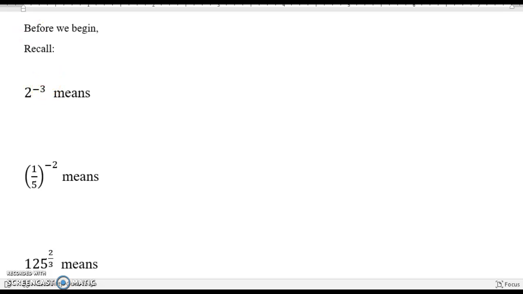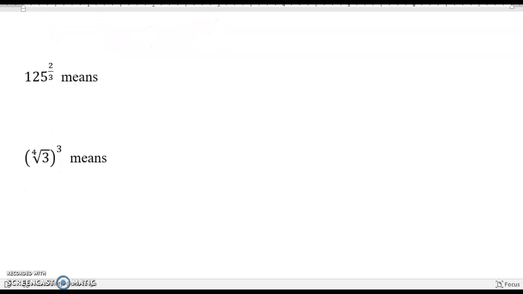For instance, a negative exponent. A negative exponent means the reciprocal of the base. The base is 2. The reciprocal of 2 is 1/2. We've taken care of the negative, so now it's 1 over 2 cubed. 2 cubed is 2 times 2 times 2, which is 8. So we get 1/8. The opposite of that would be if our base is a fraction, the reciprocal of that fraction would be 5 over 1, and now it would be to the positive 2 power, and we would simply get 25.